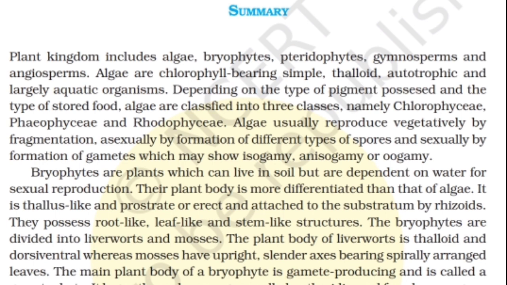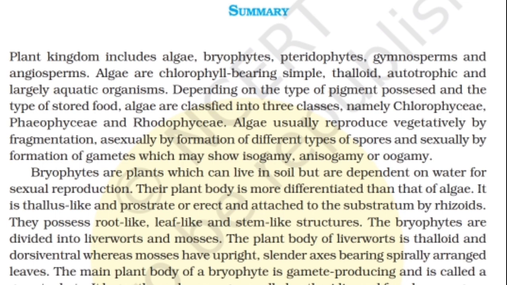Bryophytes are plants which can live in soil but are dependent on water for sexual reproduction. Their plant body is more differentiated than that of algae. It is thallus-like and prostrate or erect, and attached to the substratum by rhizoids. They possess root-like, leaf-like and stem-like structures. The bryophytes are divided into liverworts and mosses. The plant body of liverworts is thalloid and dorsiventral, whereas mosses have upright, slender axes bearing spirally arranged leaves.